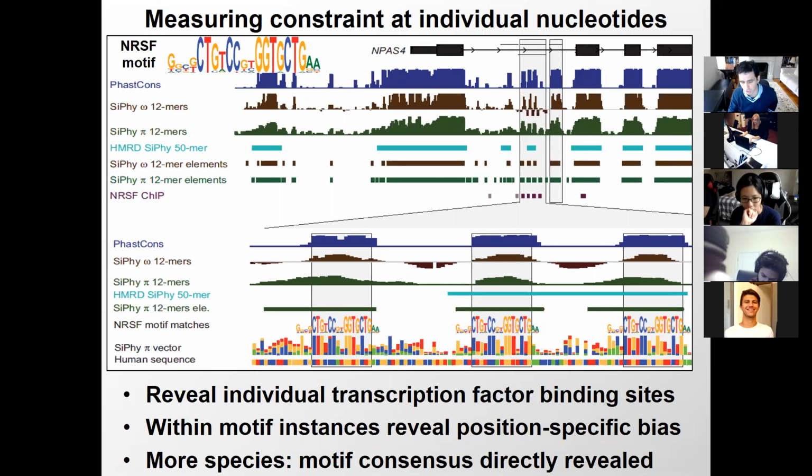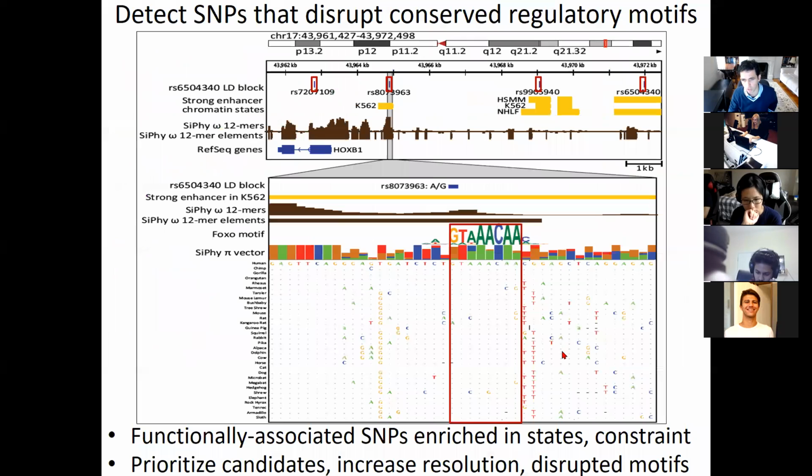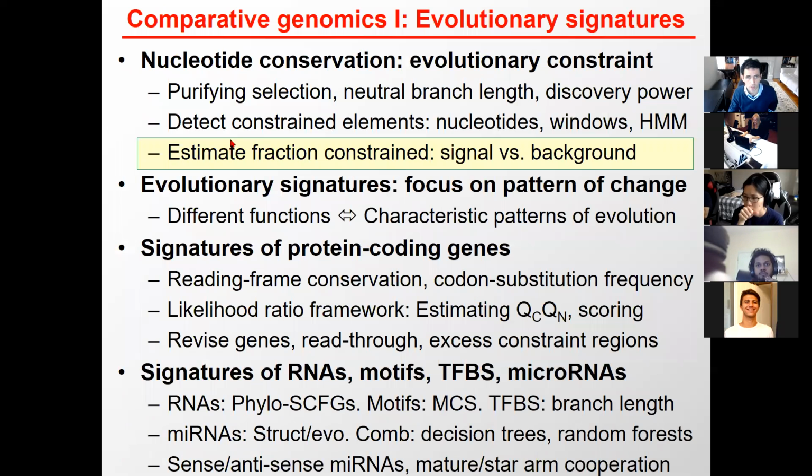And with more species, you can actually derive the motif consensus directly from that sequence, where basically you can see that multiple nucleotides are actually being constrained in a particular location. And you can use that to now recognize genetic variants that are disrupting motifs that are evolutionarily conserved. And we talked about that when we talked about GWAS functional interpretation. So that's about detecting constrained elements, either through the position-specific amount of mutation, or the position-specific pattern of change.